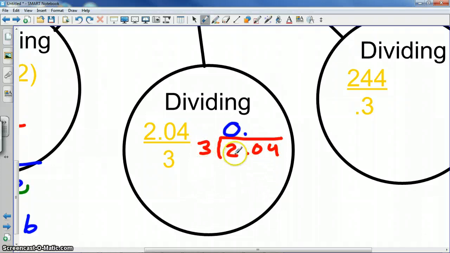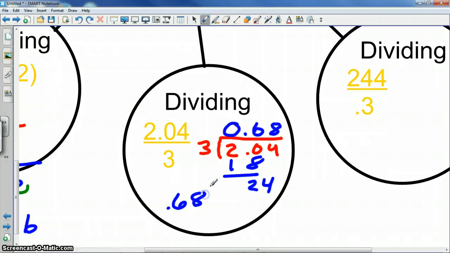Now we'll divide. Since 3 didn't go into 2, we'll divide 3 into 20. It goes 6 times, which is 18. And we'll bring down our 4. 3 goes into 24 8 times. So this is 68 hundredths, and we're done.